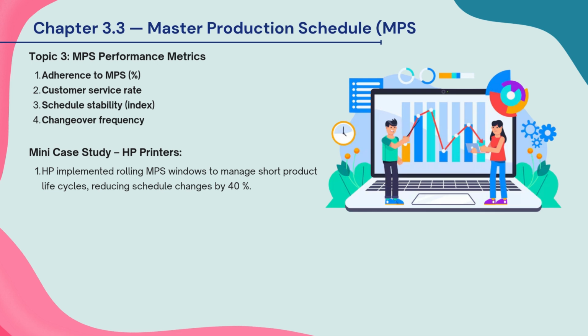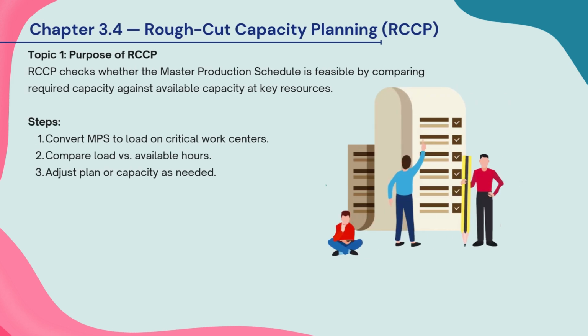RCCP, or Rough Cut Capacity Planning, checks whether the master production schedule is realistic by comparing required capacity with available capacity at key work centers. Key steps: convert the MPS into required load on critical work centers. Compare this load with available machine or labor hours. Adjust the production plan or increase capacity where gaps exist. RCCP ensures the plan is feasible before moving into detailed scheduling.